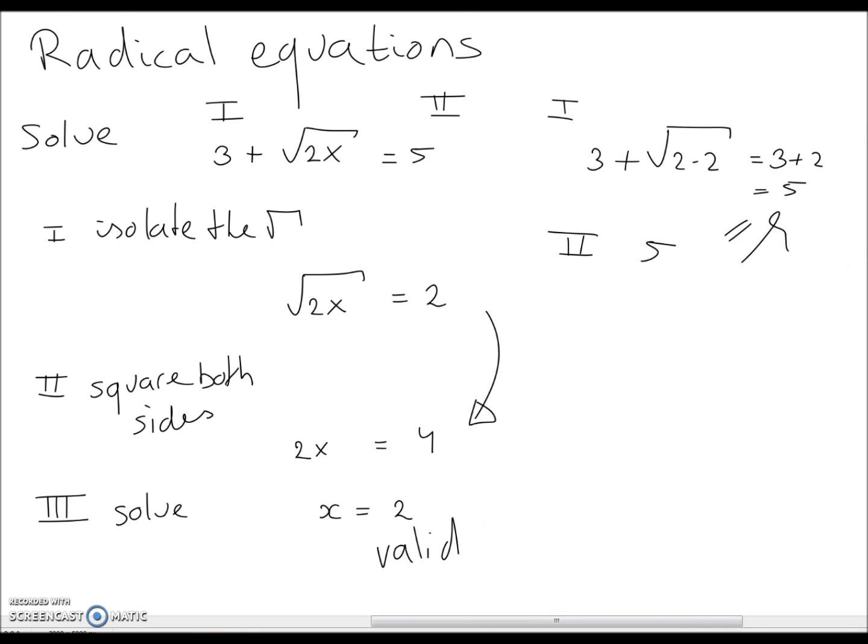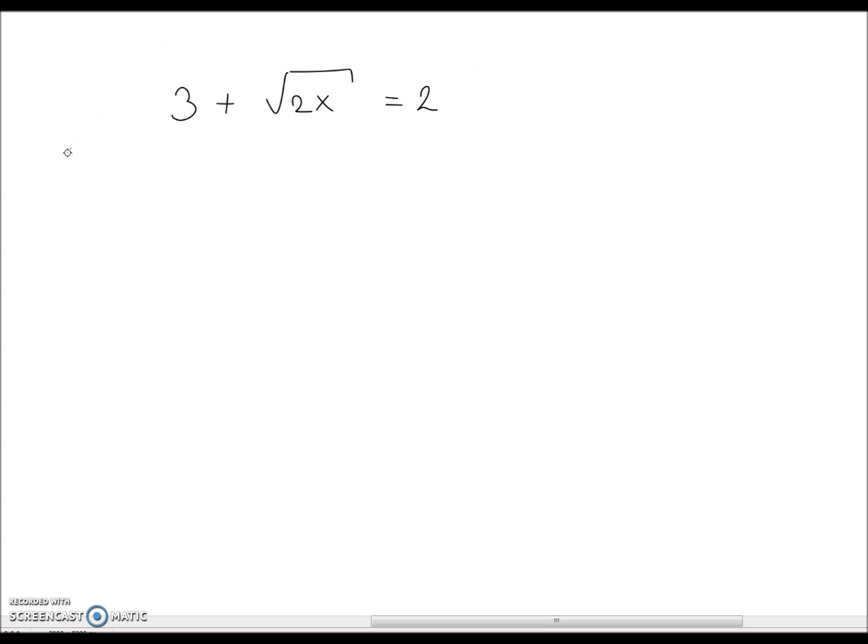Let's look at another example. Again, we first isolate the square root by subtracting 3 on both sides, so we get the square root of 2x is -1. We square both sides, we get 2x on this hand and 1 on this hand, because the square of a -1 is a +1. We solve this equation further by dividing by 2 on both sides, and we obtain x is a half. Again, we check our answer.